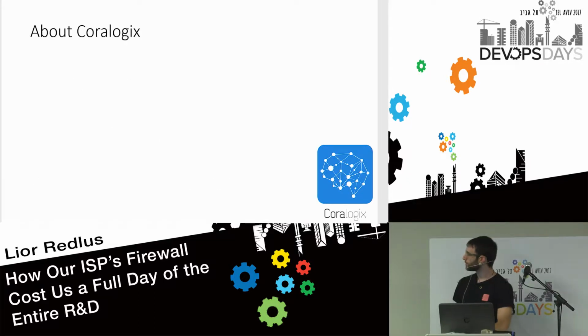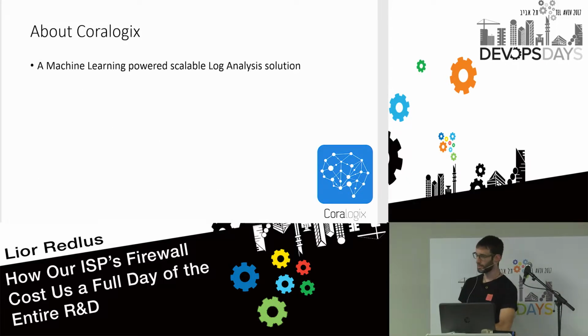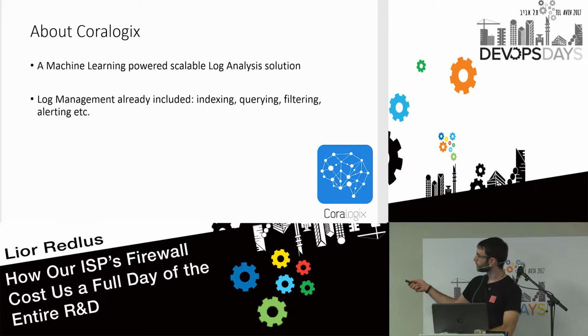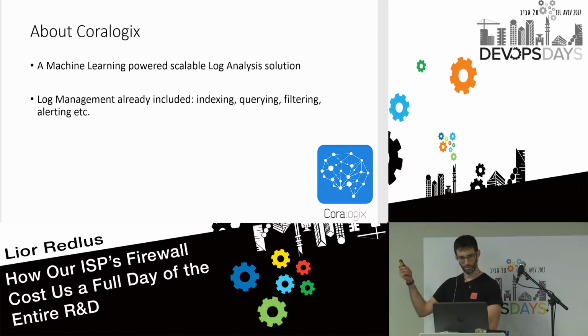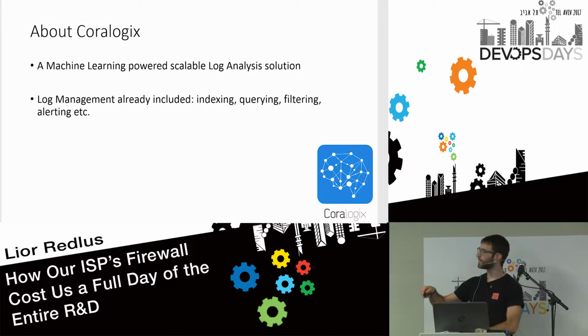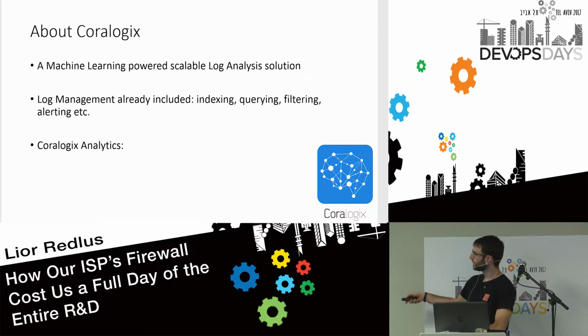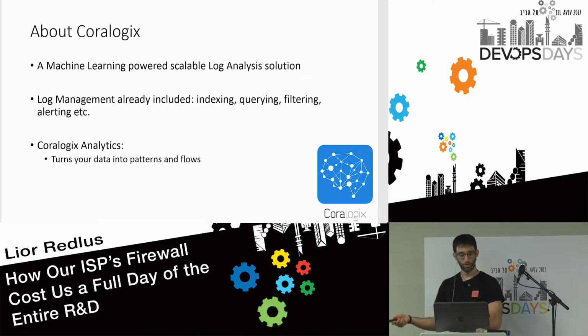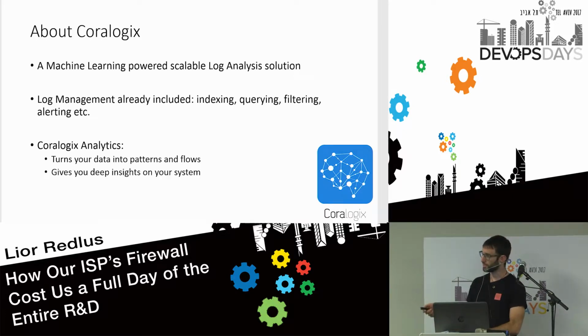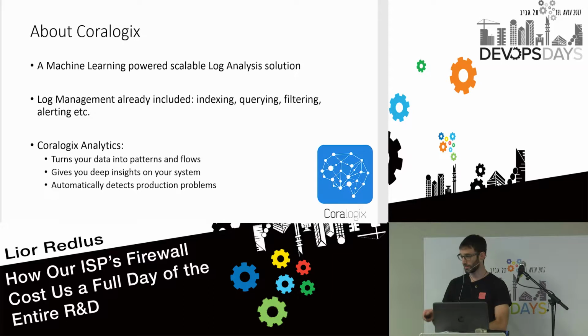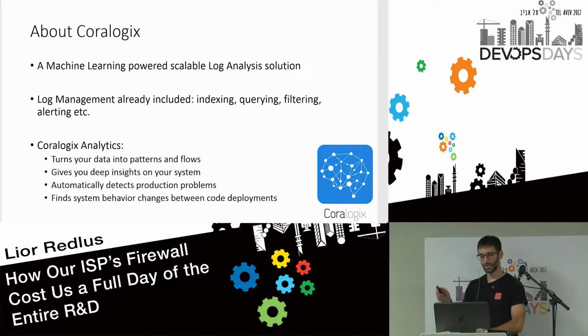Coralogix is a machine learning powered scalable log analytics solution, which means that we have all the log management tools that you're already used to, the indexing, querying, filtering, etc. But on top of that, we actually have Coralogix Analytics, which turns your data into patterns and flows. It gives you deep insights on your system. It automatically detects production problems. It can also find the changes in the behavior of software between different code deployments. So you get all of these when you get Coralogix.